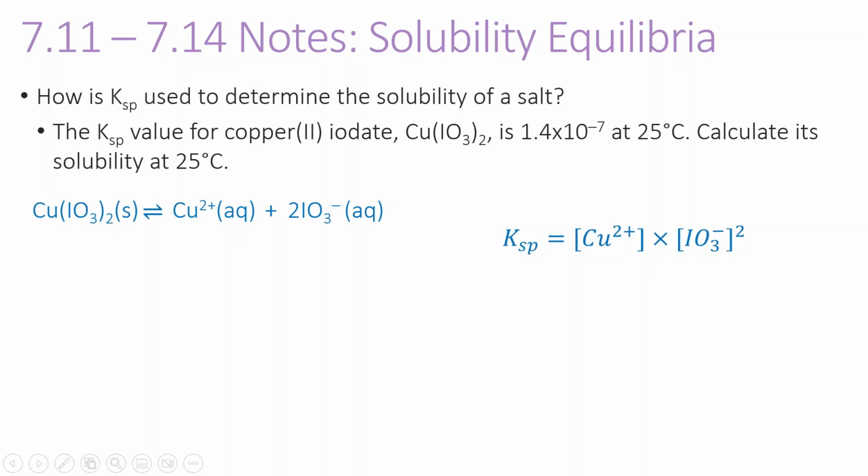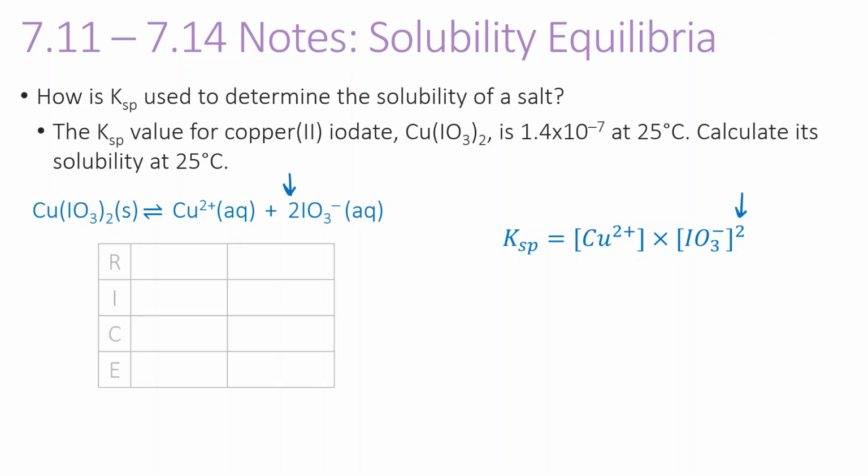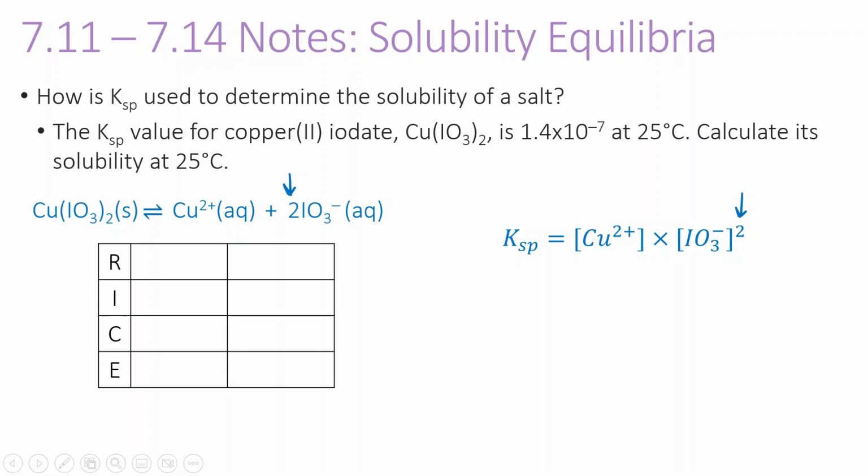So my KSP expression is going to look like this. Again, note that the 2 has become a square in my KSP expression. We're basically trying to figure out how much copper and how much iodate are going to be present at equilibrium when I drop this salt into water.